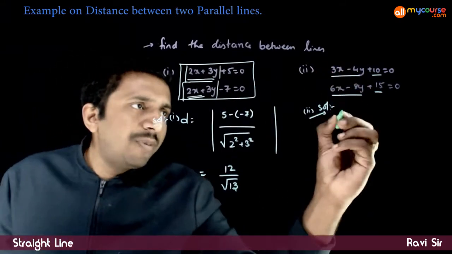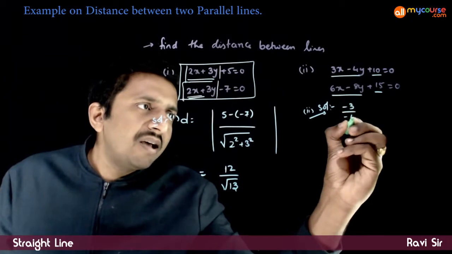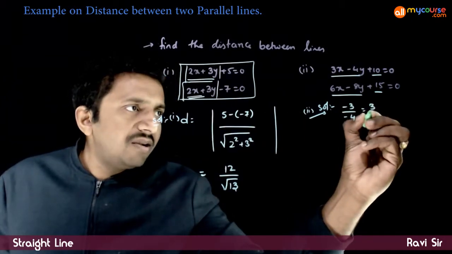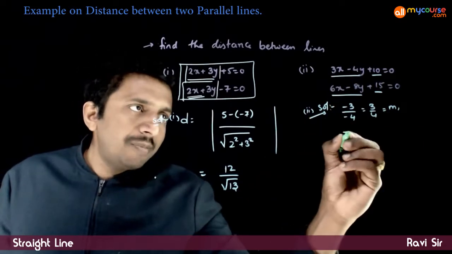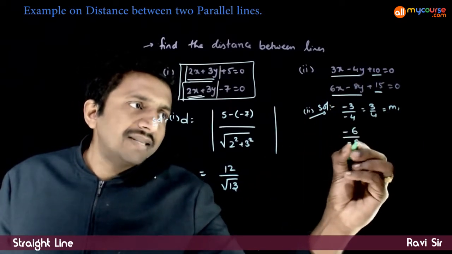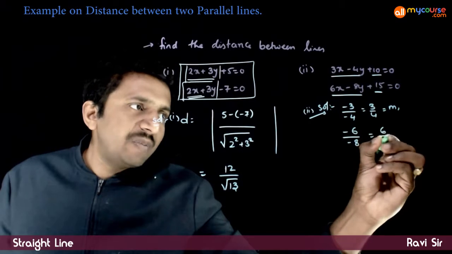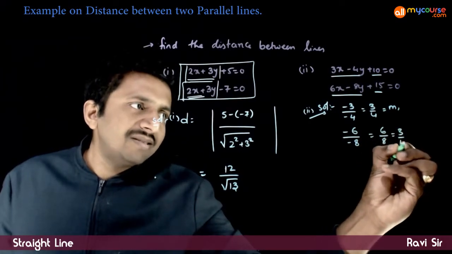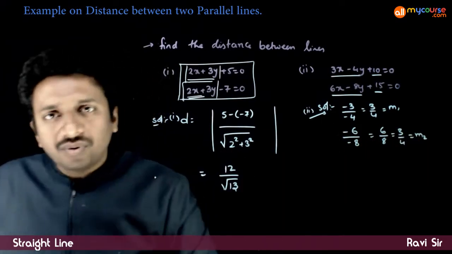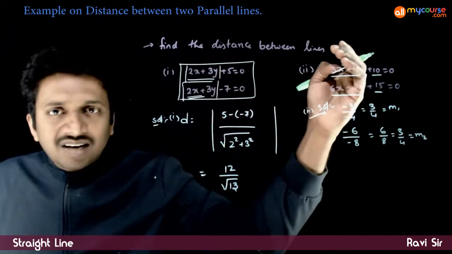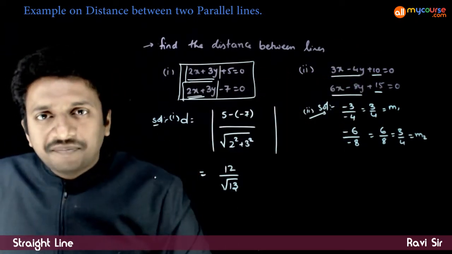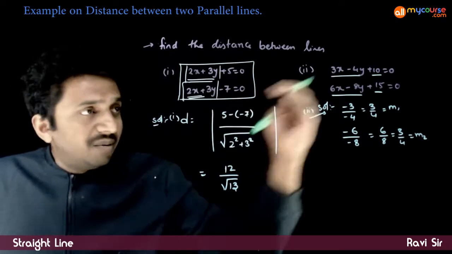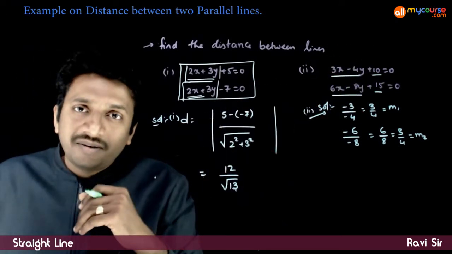As you can see, the slope of the first line is minus 3 by minus 4, that is equal to 3 by 4, which is the first slope. What is the second slope? Minus 6 by minus 8, which is 6 by 8, which is also same as 3 by 4. The first line is having the same slope as the second line. That means these two lines are also parallel.